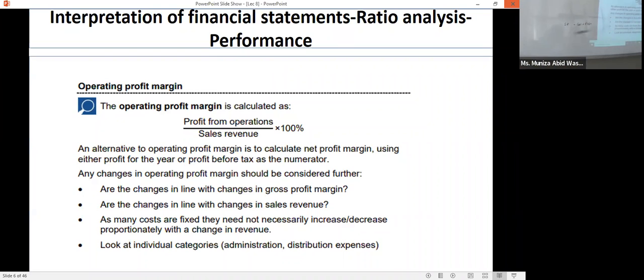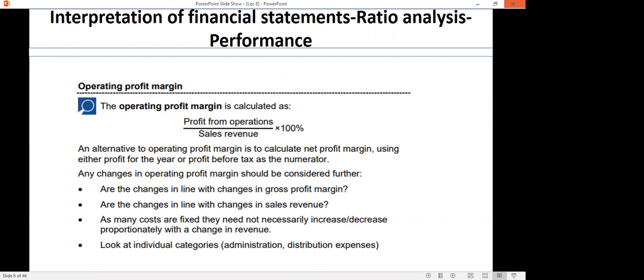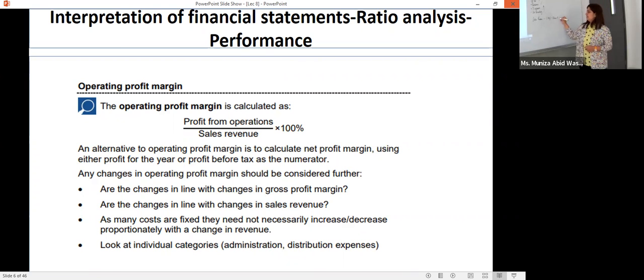So sales revenue minus cost of goods sold minus admin and selling expenses is equal to profit before interest and tax. This operating profit is also known as PBIT. Now, what is the formula of the operating profit margin? This is operating profit or profit from operations divided by sales revenue multiplied by 100.